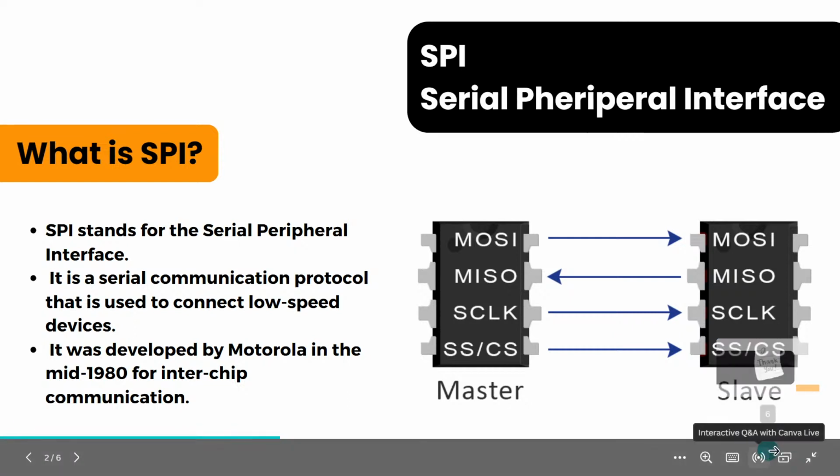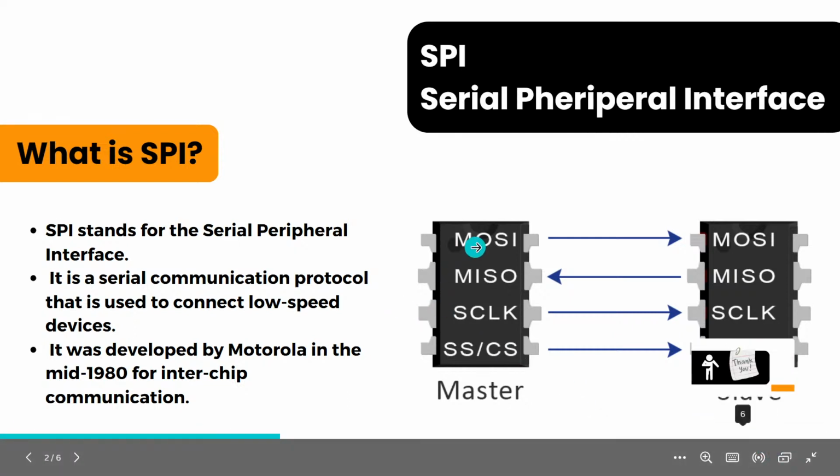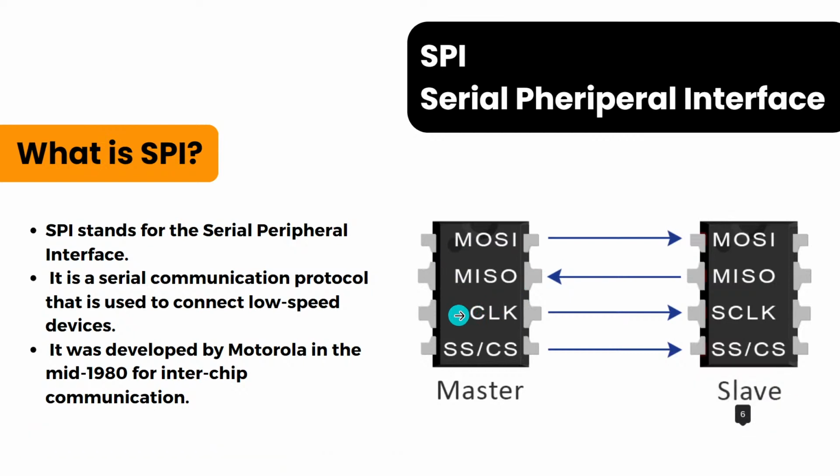So what do the master and slave consist of? MOSI, MISO, SCLK, SS. MOSI means master out, slave in. This is the line for the master to send data to the slave, that's why master out, slave in. And this is MISO, master in, slave out. This line is for the slave to send data to the master.